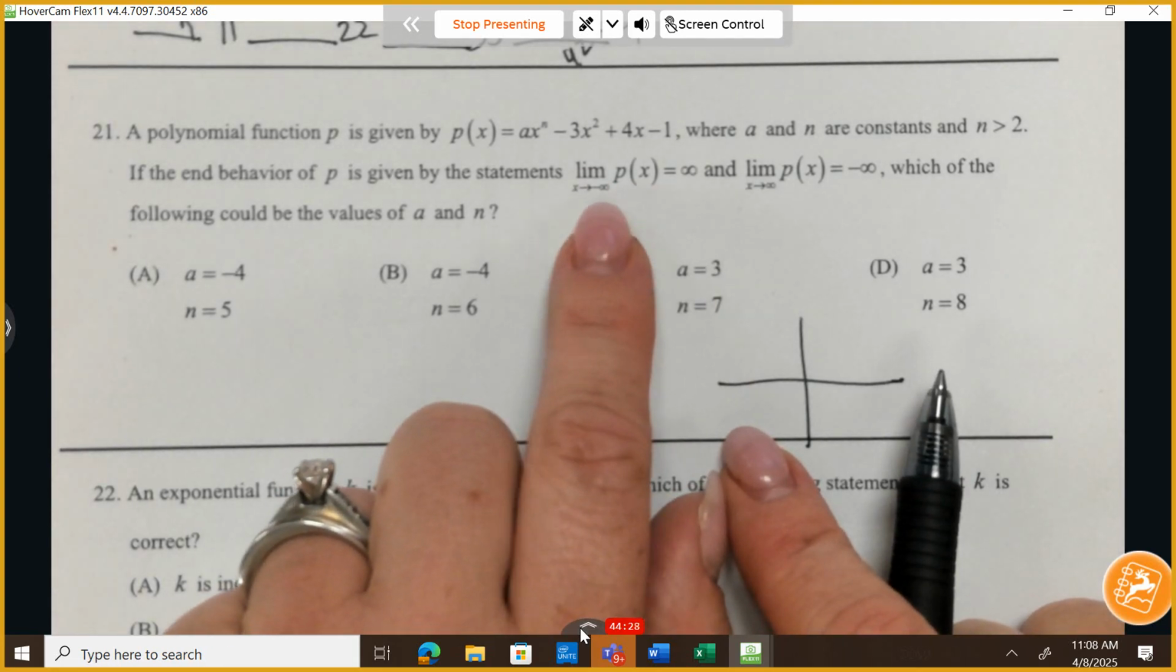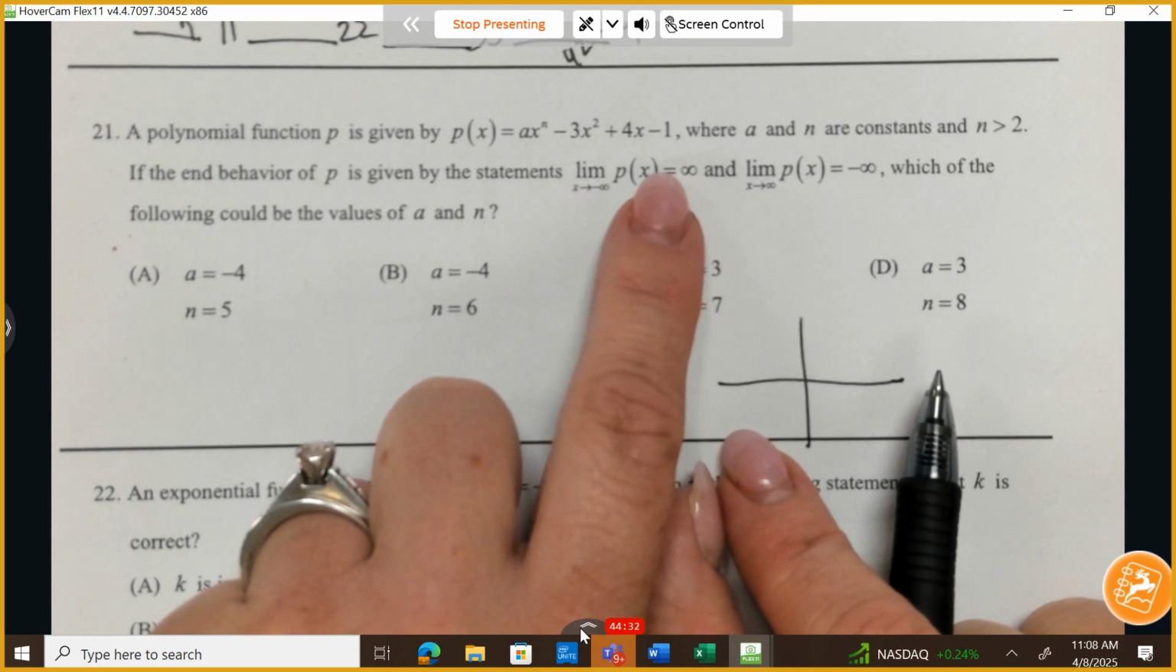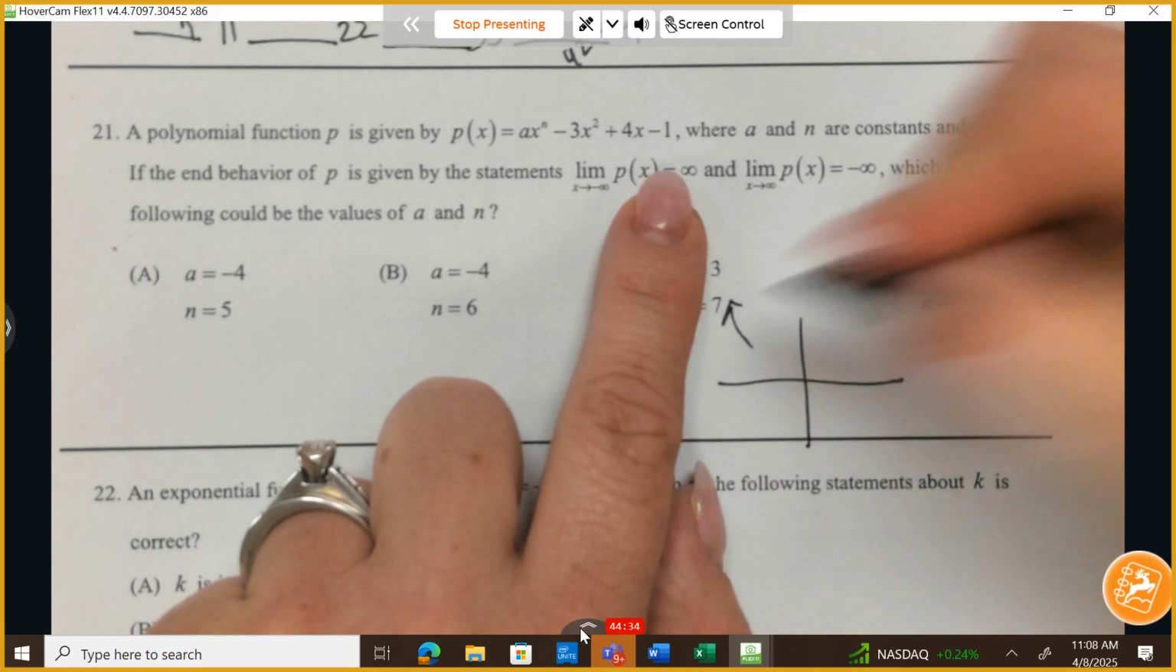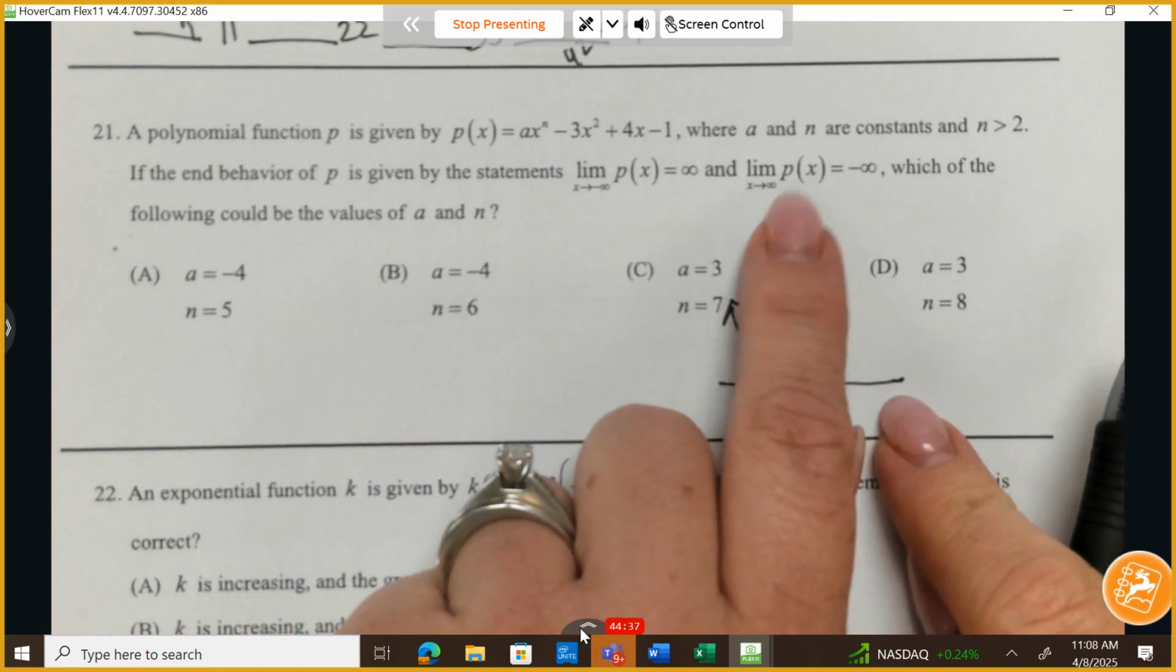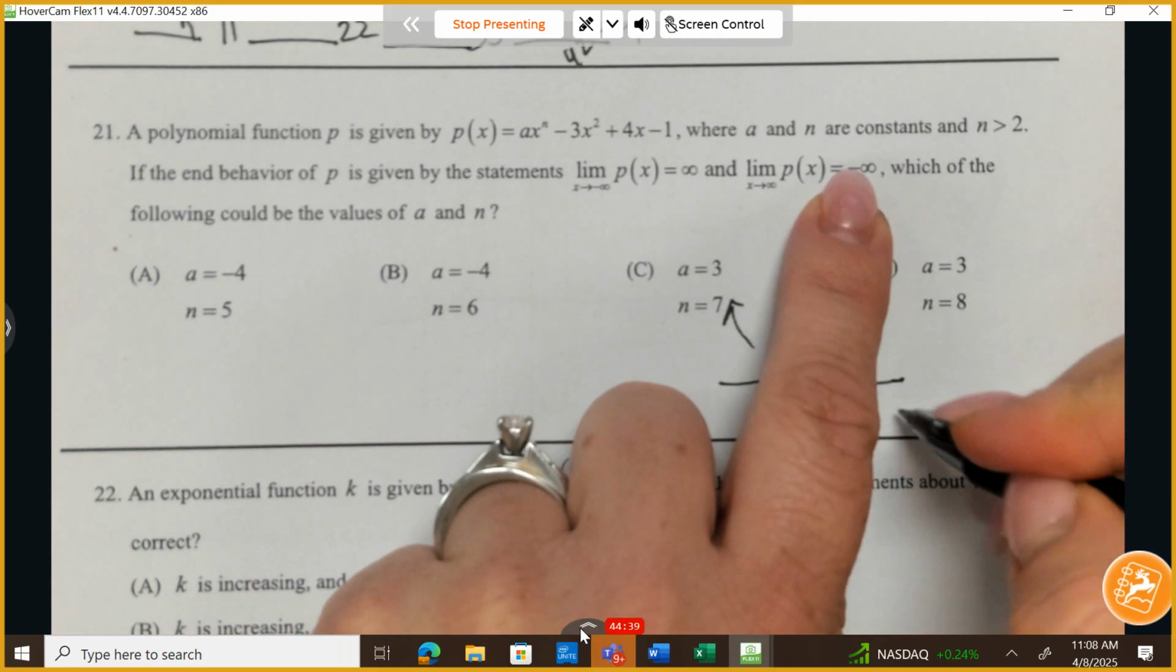This says as we move to the left without bound. That means we're going to the far left. We continue to go to the left. Our function is headed up. So go like something like this. Now, as I go to the far right without bound, our function is headed down.